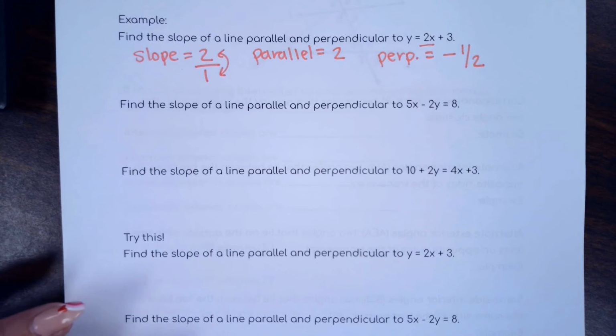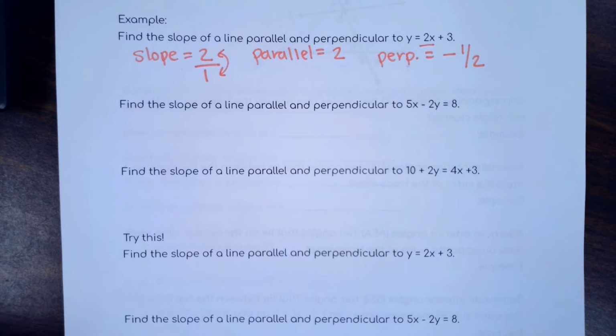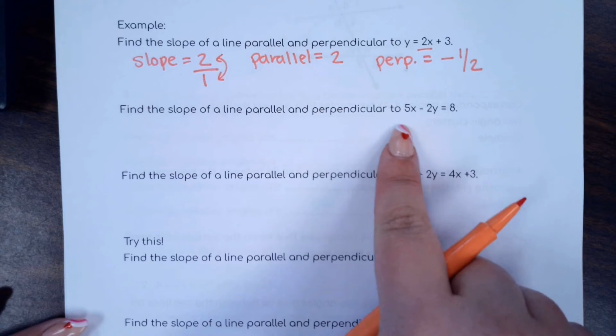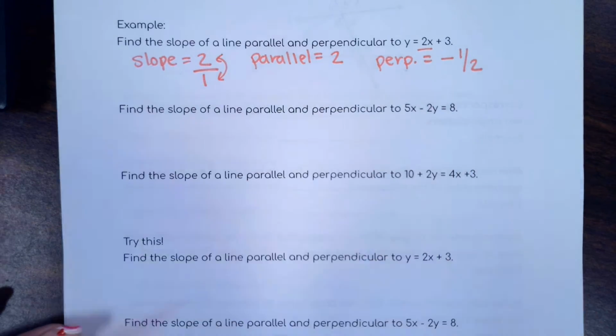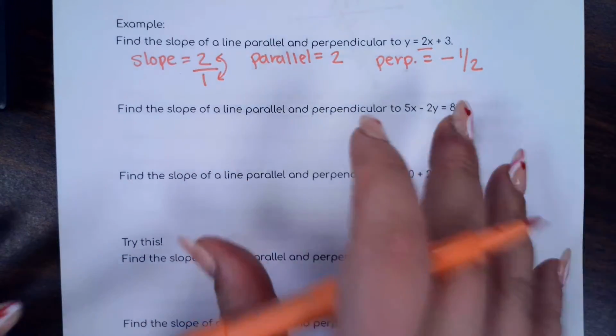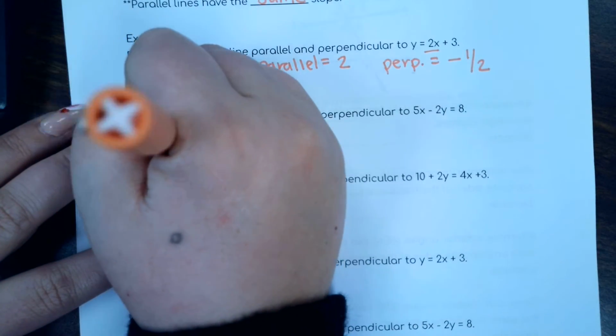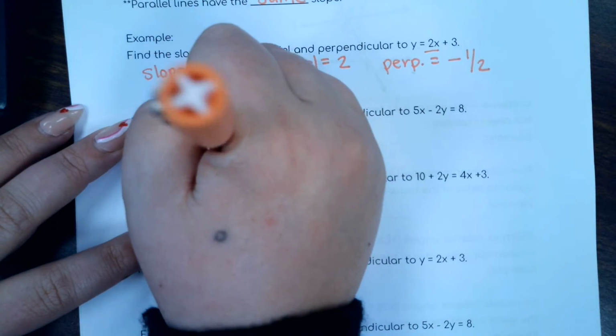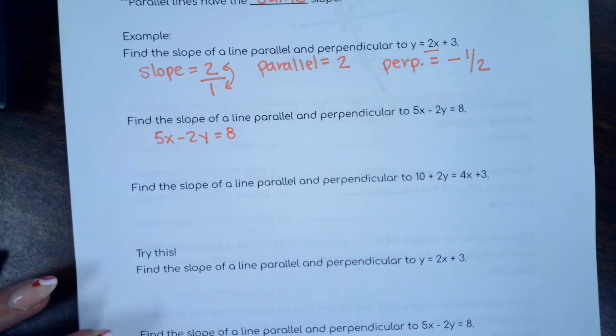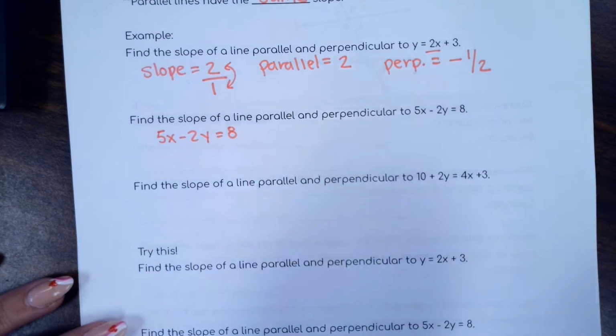All right, let's look at the next example. Find the slope of a line parallel and perpendicular to 5x minus 2y equals 8. So unlike our first example, this is in standard form. It's a little harder to just pick out our slope, right? So what I'm going to do is I am going to use some algebra, and I'm going to put this into slope-intercept form. We want y all by itself.